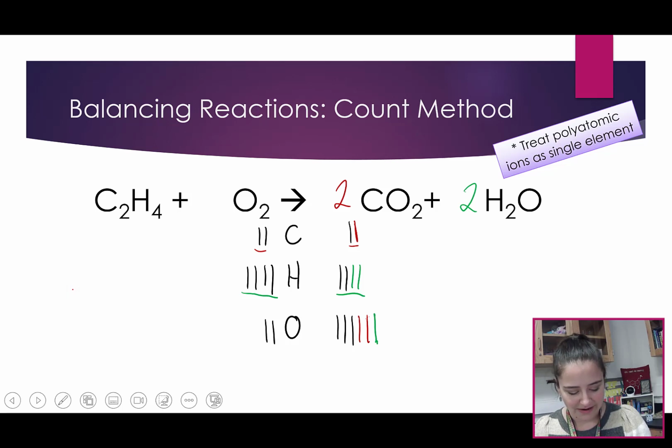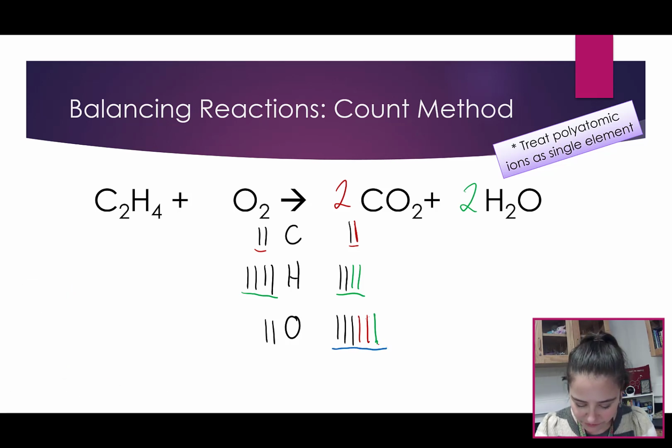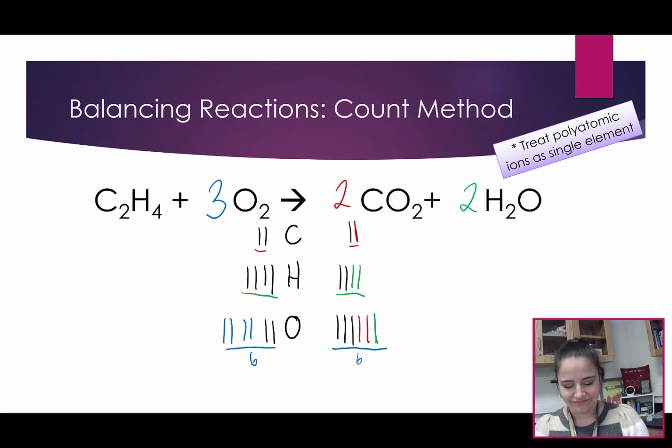So now I'm down to my oxygens. And for the oxygens, I have 1, 2, 3, 4, 5, 6 on this side. So I'm going to put a 3 in front of that O2 to make it 6 on that side. And we have a balanced reaction. So that's the tally method.